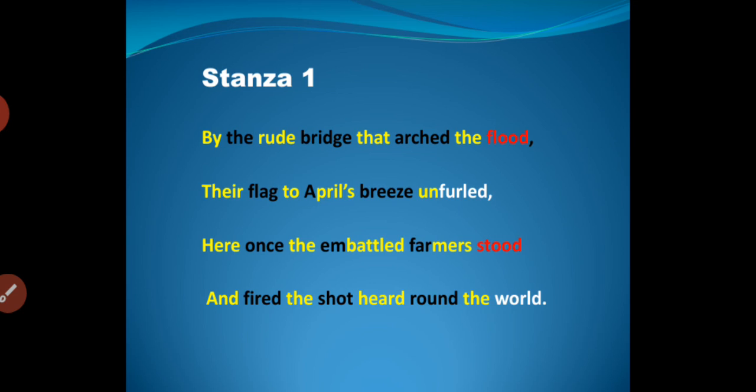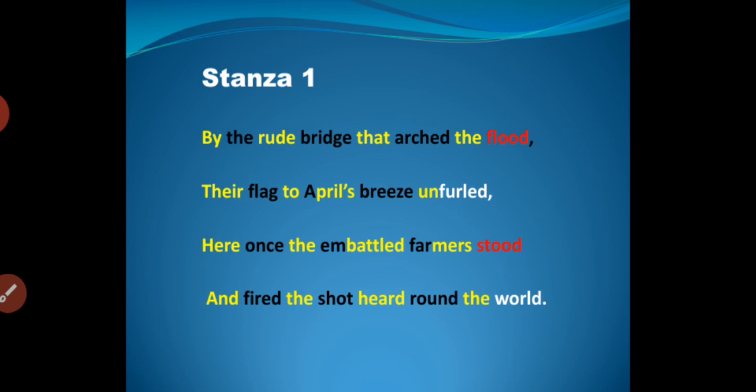Iambs mean two, containing 2 syllables, one unstressed and the other stressed. Tetra means 4, so this poem will have 8 syllables and 4 meters or feet. If you look at the screen, you will find the words flood and stood in red color. They are rhyming. Similarly, unfurled and whirled are rhyming because they have the same sounds. So the rhyme scheme of this poem is ABAB.